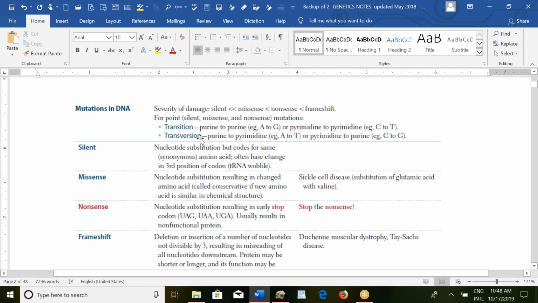Then transversion, like purine to pyrimidine, because now the type of base is also changing, for example, from A to C, or pyrimidine to purine, like C to G. Then what are silent mutations? Here, nucleotide substitution will take place, but it codes for the same amino acid. Often the base change is in the third position of the codon, so like transfer RNA, it will wobble.